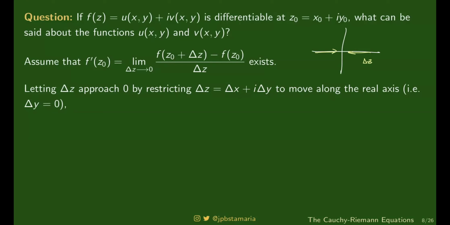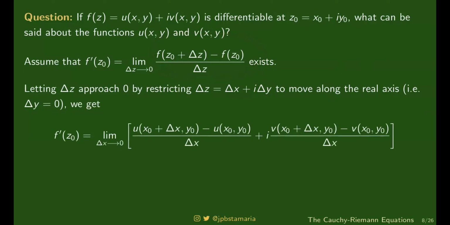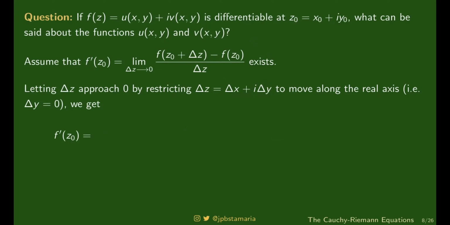Anong mangyayari dito sa expression na ito? Ito ang mangyayari. Yung limit mo, magiging delta x na lang, kasi nga yung delta y ay 0. Ay, ano nangyari dyan? Masyadong marami nangyari, no? Sige, let me elaborate this for you. Hindi ko muna isasulat. Let's take a scratch paper so you can see. Ano yung sinasabi ni sir.